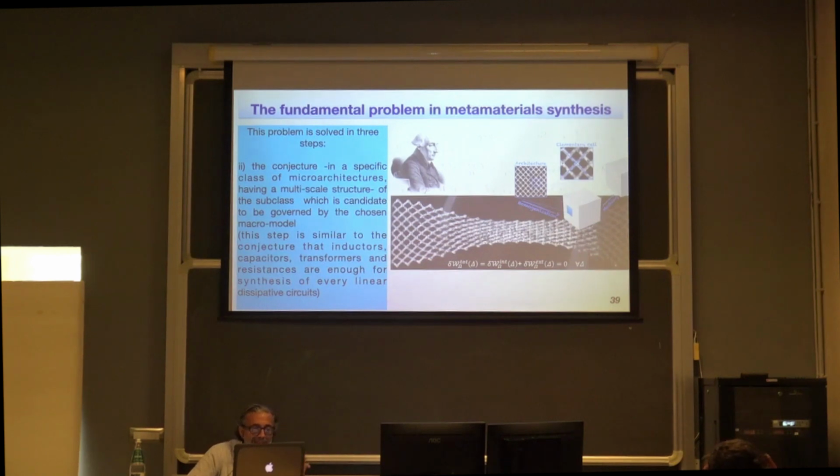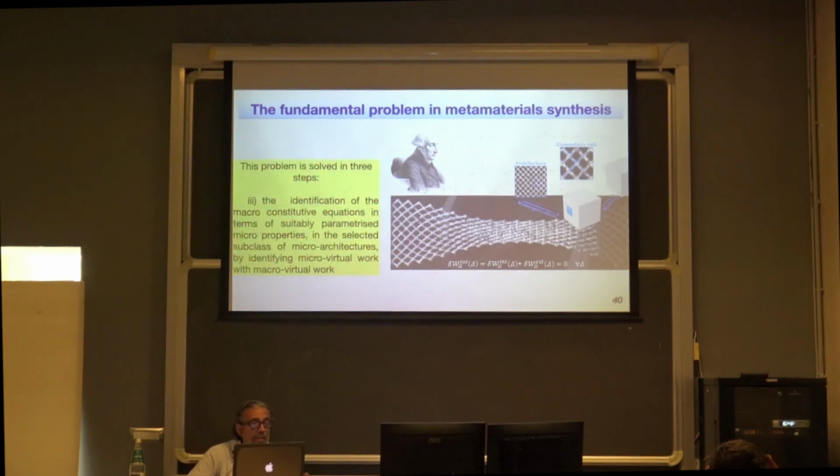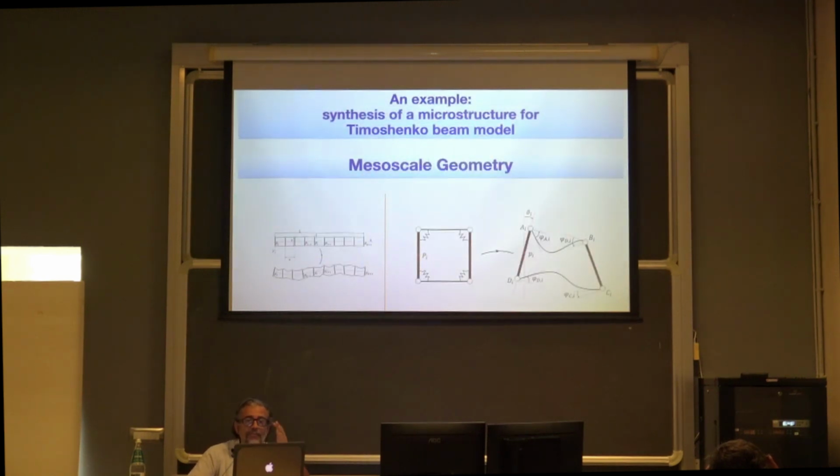This is similar to the conjecture that inductors, capacitors, transformers, and resistances are enough for the synthesis of every linear dissipative circuit. And then we make the identification of micro and macro theories by identifying micro virtual work with macro virtual work. I must give an example. I want to show the synthesis of the Timoshenko beam model. This was a paper which I wrote with Pierre Seppecher and Emilio Barchiesi.